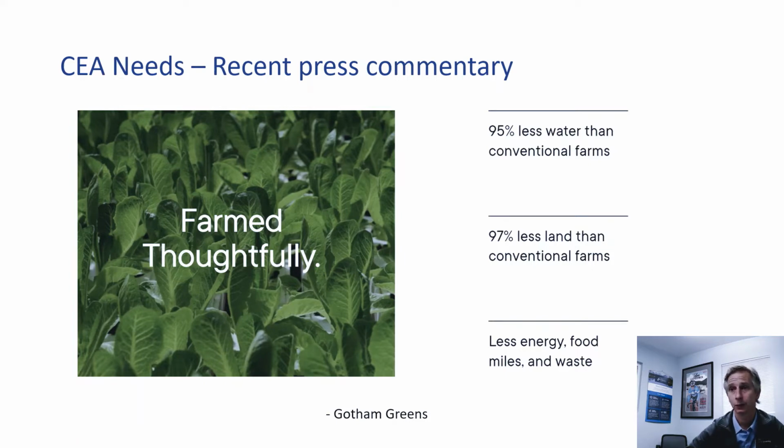The other advantage is because it's indoors, these locations can be brought closer to major metropolitan areas and closer to the population that's going to be consuming the leafy greens.